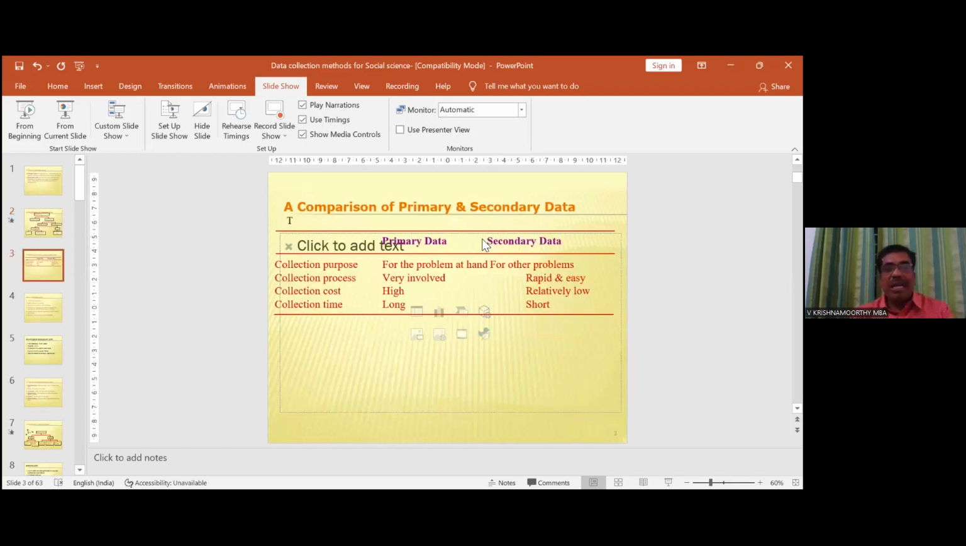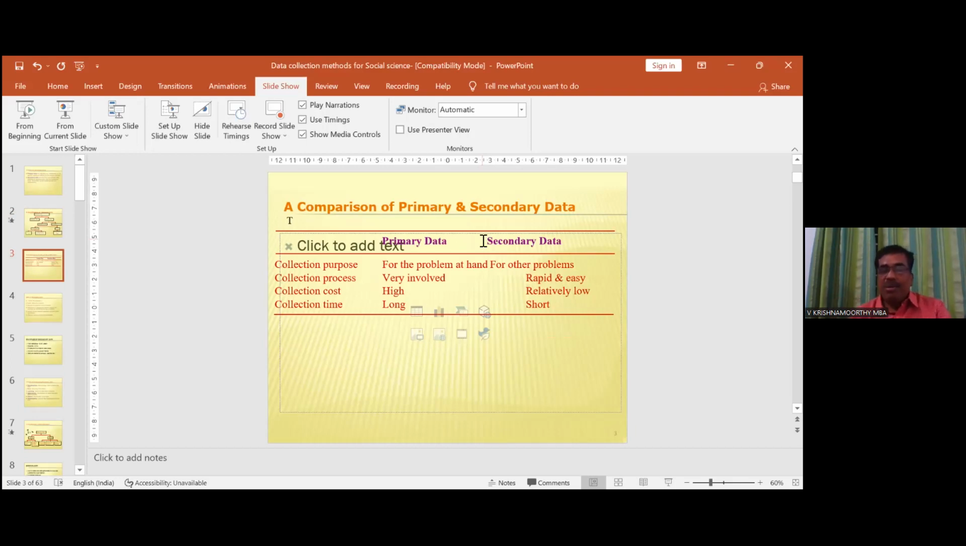Okay, now let's take primary and secondary data. What is the purpose of collecting primary data? For your own problem, you're going to collect primary data. Whereas secondary data has already been collected. What is the collection process? If you want to collect primary data, it's a lengthy, time consuming one. Similarly, for secondary data, the data has already been collected by somebody else.